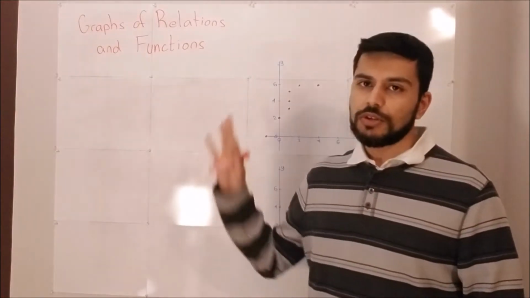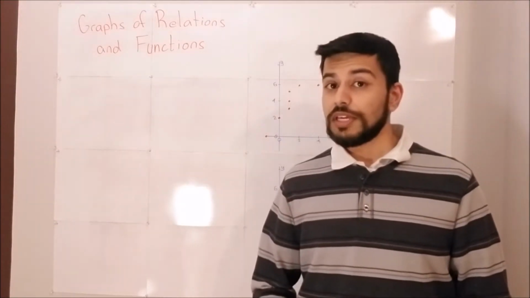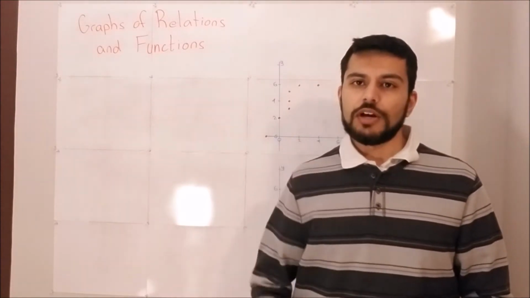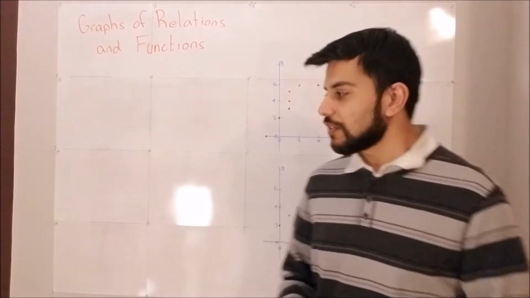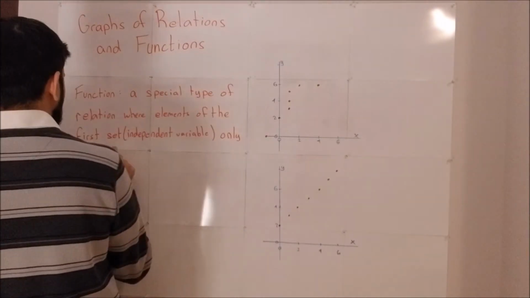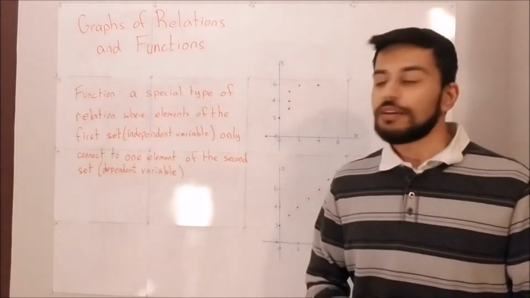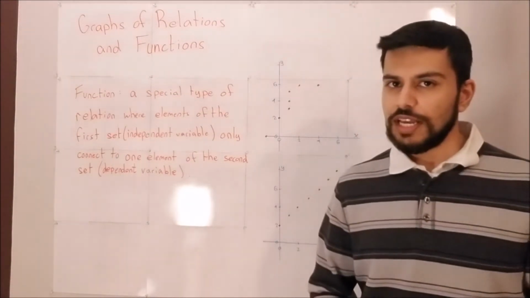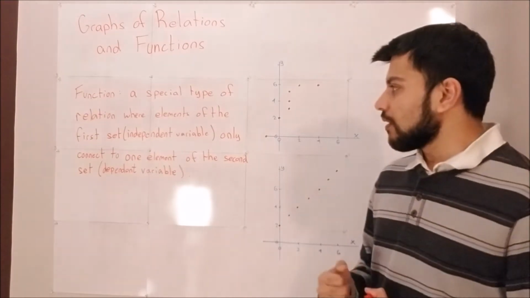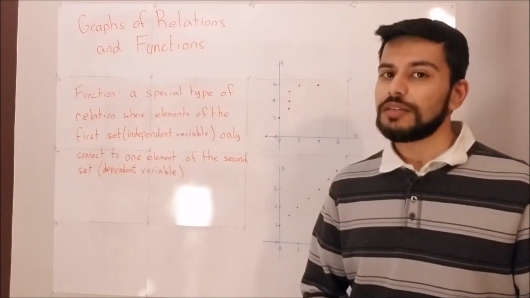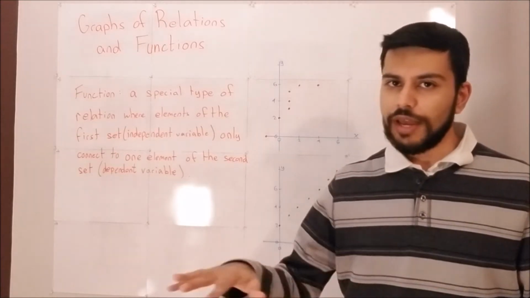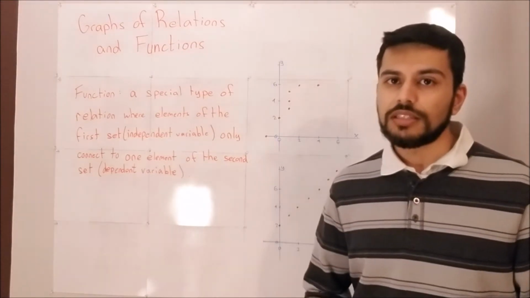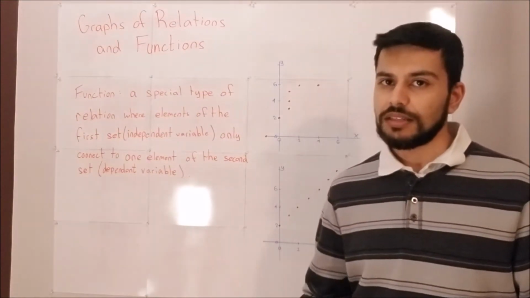Now, to remember, I'm just going to rewrite briefly the definition of a relation or a function, and then we can use that to analyze some graphs that I've got behind me. Okay, so bear with me for a second to write this down. So the first thing we're looking at is a function, and a function is a special type of relation where the elements of your first set, so remember we have those two lists on our table, the elements that are in the first set, and we call those the independent variable. On a graph, they'll be on your x-axis. Those elements only connect, they only relate to one element from the second set.